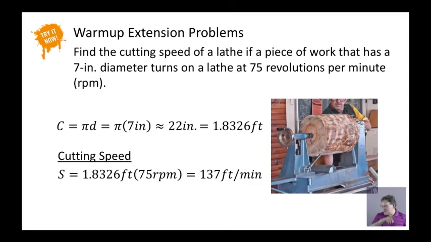Ah, it was inches. That's right, 7 inches in diameter. So by using that diameter, we can calculate the circumference of the bowl by multiplying it by pi to get about 22 inches.